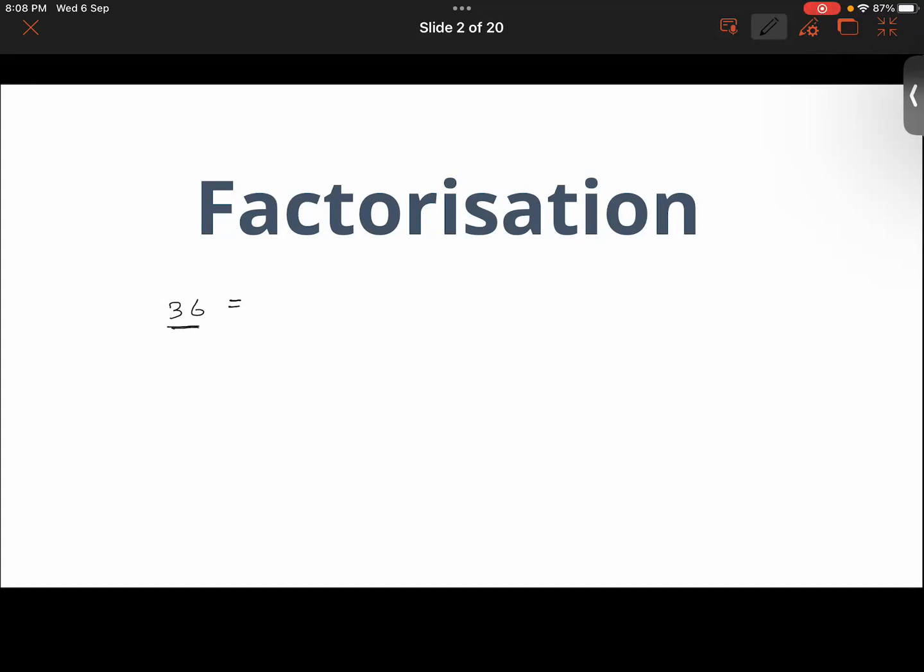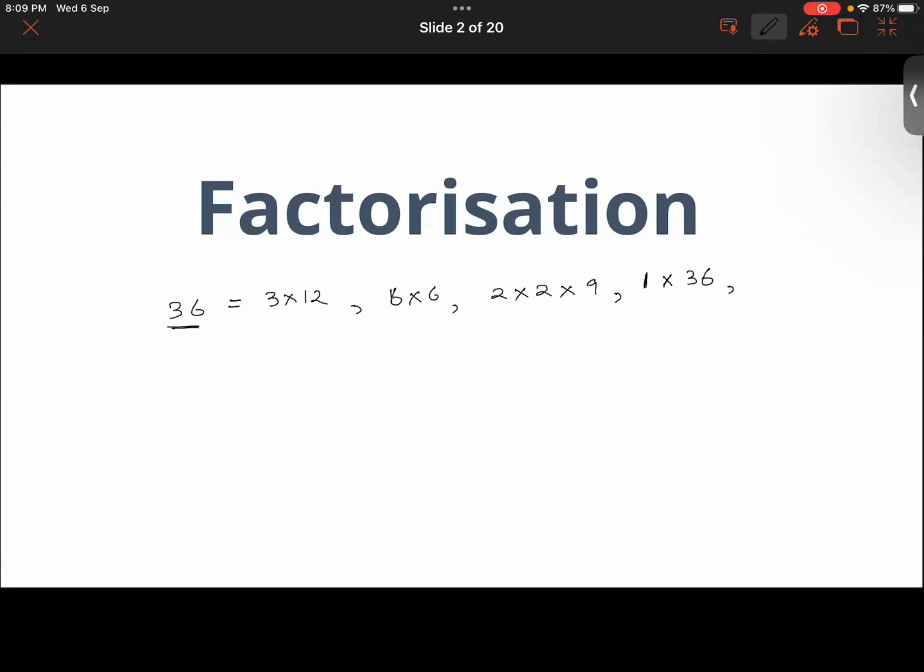it can be written as the product of two or more than two natural numbers. For example, it can be written like this: 3 into 12, right? Yes, sir. Or it can be written like this: 6 into 6. Or it can be written like this: 2 into 2 into 9. Yes. It can be written like this: 1 into 36. There are more ways of writing it also. Yes, sir.